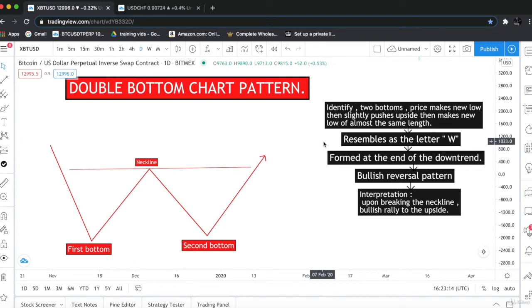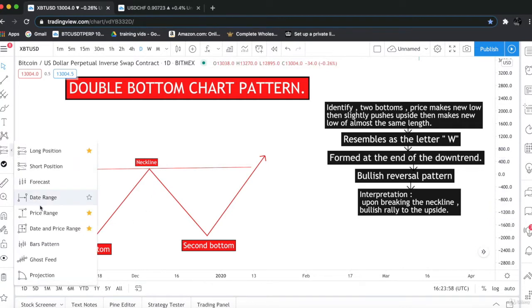The prerequisite of this pattern is that it is formed in a strong downtrend and is a bullish reversal pattern. The interpretation of double bottom is that when the price manages to close above this neckline and breaks it, it will rally towards the upside, and the target for the take profit would be the distance from the bottom towards the neckline. Simply, we have to take the measurement tool from the toolbox.